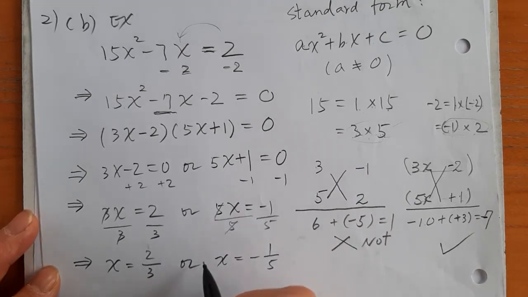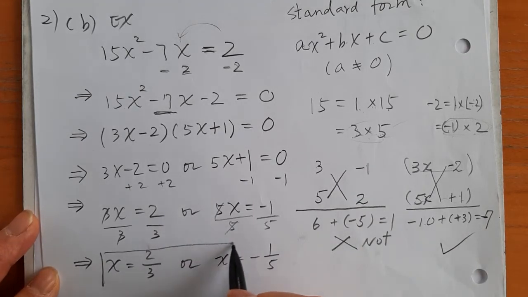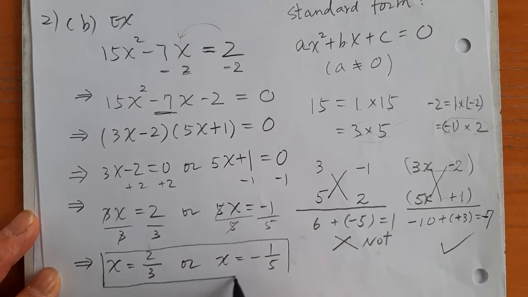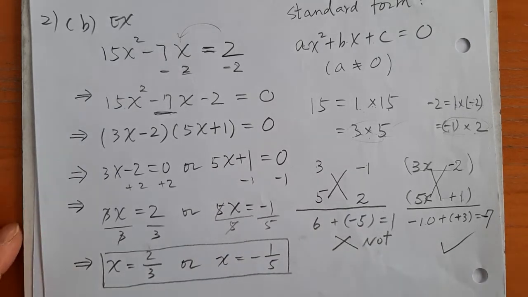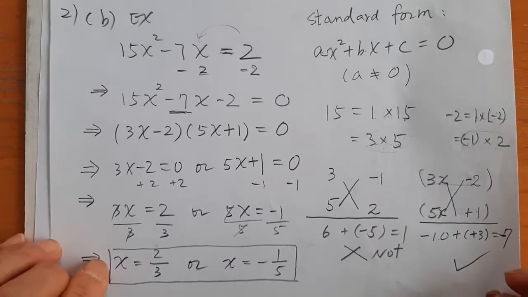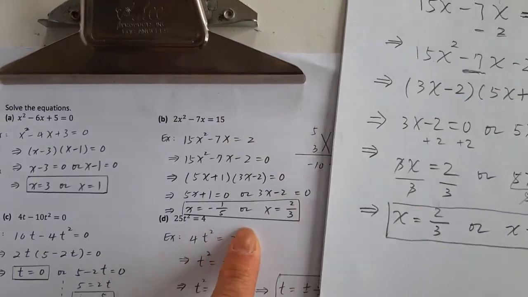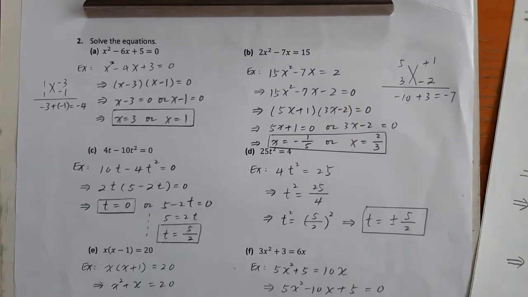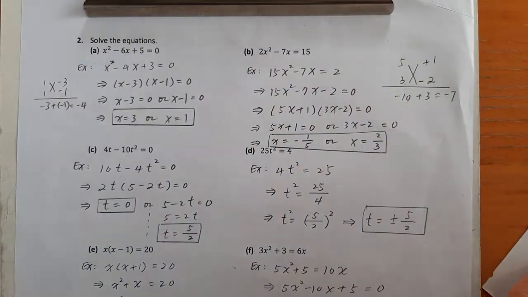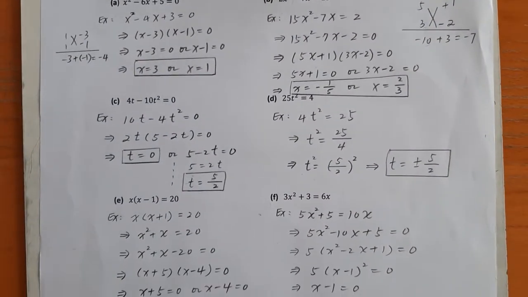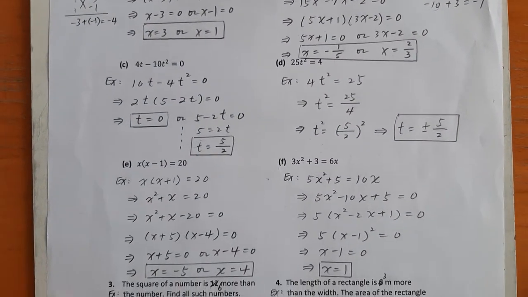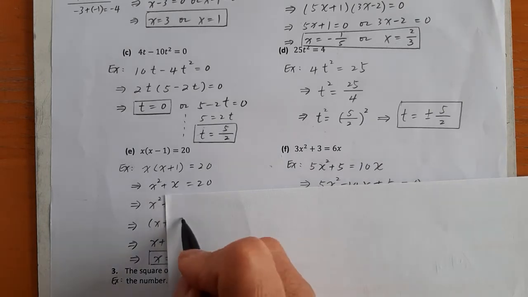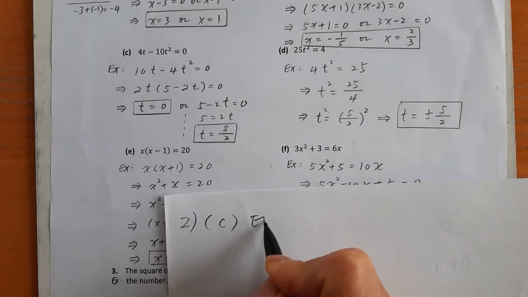So between them, it's or. It's 2 solutions. The degree is 2, so there are 2 solutions. That's question 2b. So then we go to question 2c. Number 2c example.